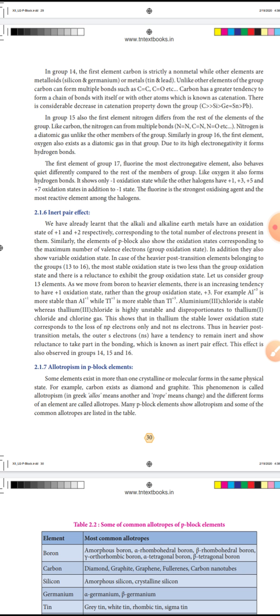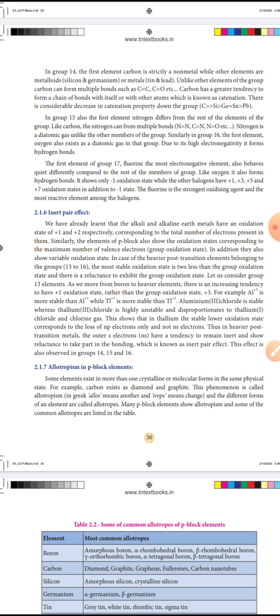In the 17th group, the first element is fluorine. Fluorine is the most electronegative element, so it behaves quite differently compared to the rest of the members of the group. Like oxygen, it also forms hydrogen bonds. Fluorine has the -1 oxidation state, while other halogens also show positive oxidation states. Fluorine is the strongest oxidizing agent and the most reactive element among the halogens.